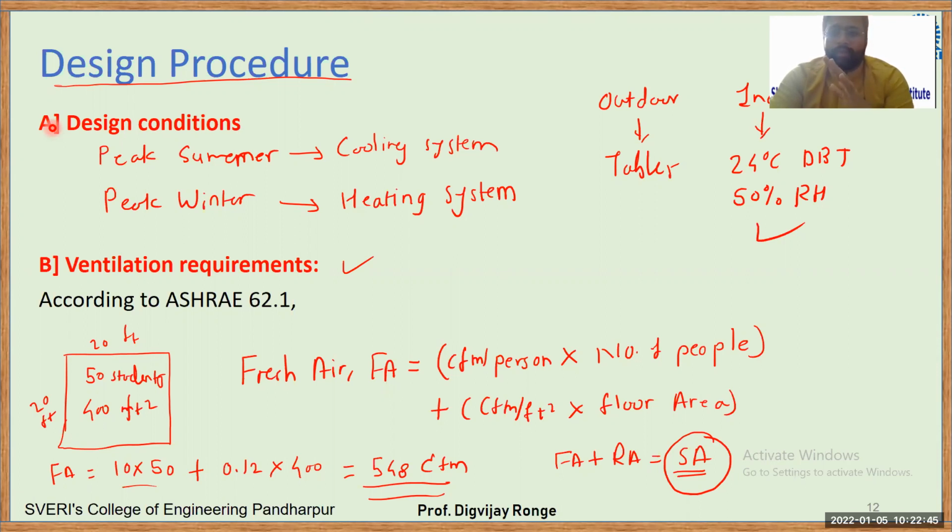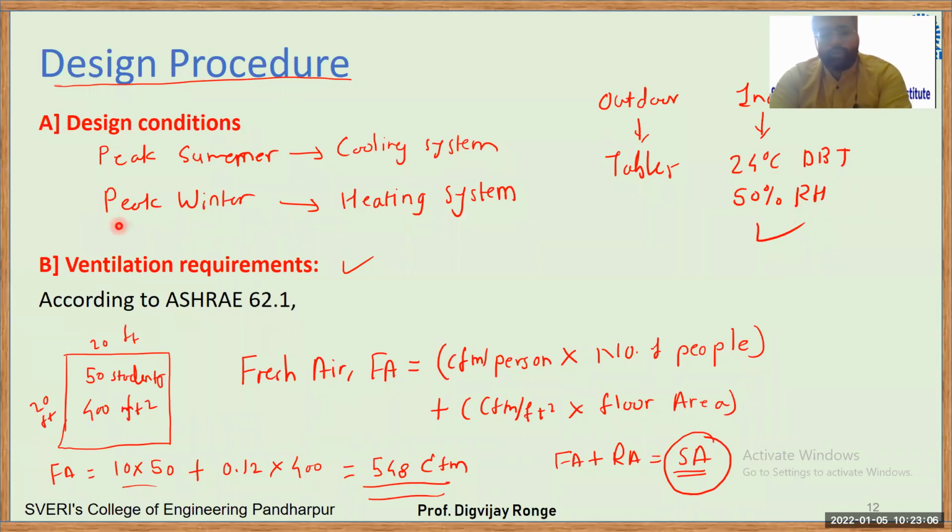Now indoor conditions depend on the type of application. If you are designing an air conditioning system for human occupants, in that case, indoor conditions depend on the thermal comfort of human beings. Thermal comfort means the condition at which we as humans feel comfortable. So these are 24 degrees Celsius DBT and 50% RH.